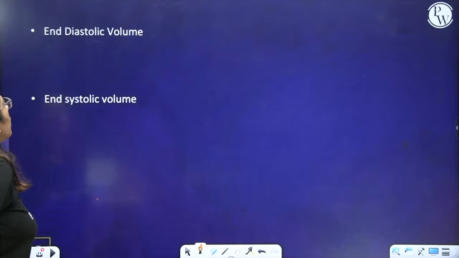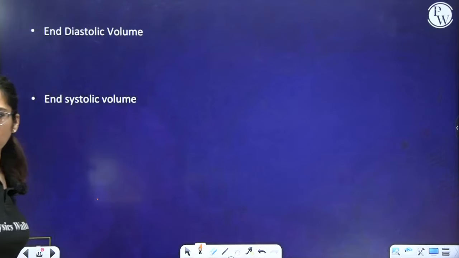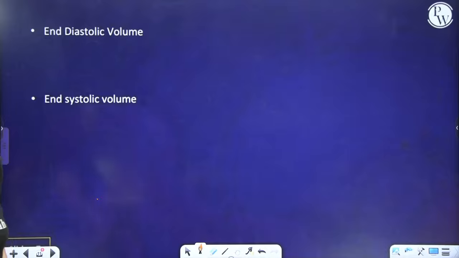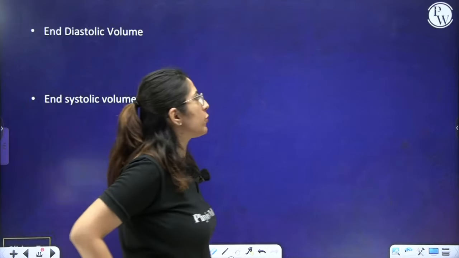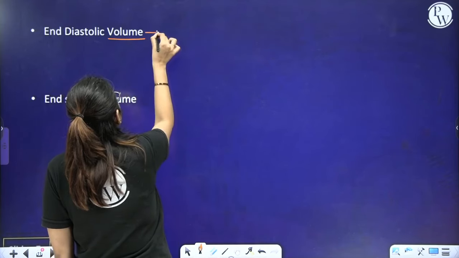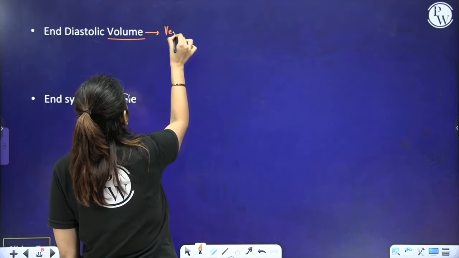Now let's talk about the end diastolic volume once again. Let's talk about the end diastolic volume and end systolic volume. End diastolic volume, we always read in terms of ventricle.